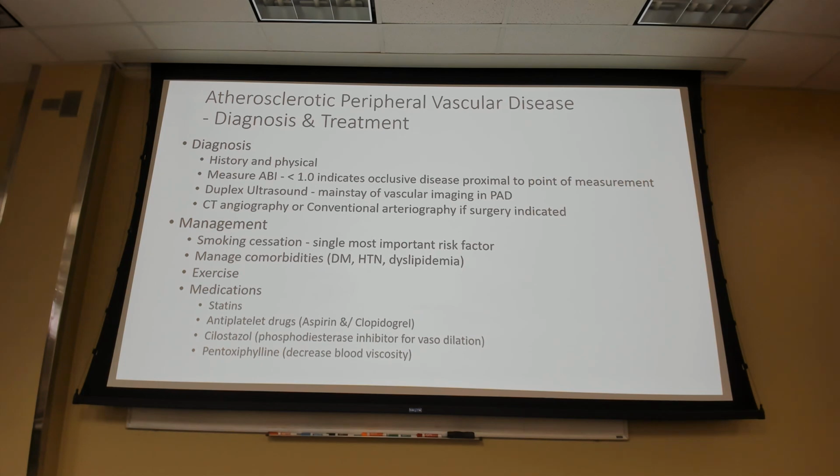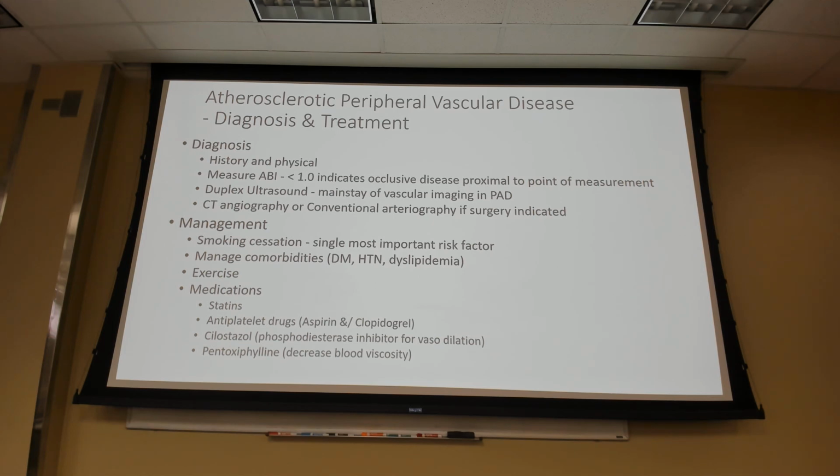Obviously, management, they need to stop smoking. That's going to be the single most important risk factor. So, obviously, smoking cessation, and then we need to make sure their comorbidities are under control. So, we control their hypertension, their diabetes, their hyperlipidemia. Exercise is important for this one, which is going to be hard, right? If they have pain with exercise, how are you going to convince them to exercise? So, it is why we need to control all of these other factors. We can get them exercising again and improve their symptoms.